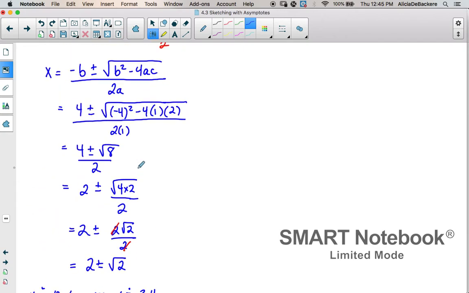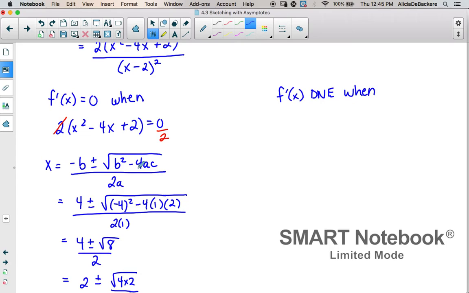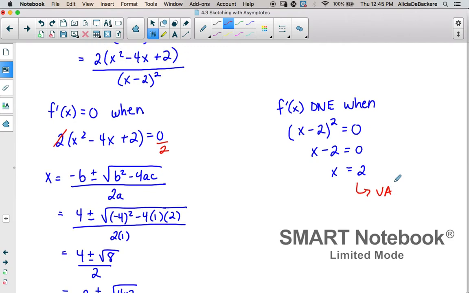All right, coming back up, I didn't finish up here. F prime at x does not exist when, now I'm looking at when does the denominator equal 0. So I'm square rooting both sides, plus or minus, but it's 0, so it doesn't matter. And then I get x is equal to 2. Now I'm going to consider that number and ask myself, does it actually exist on the function? And it doesn't. This is actually a vertical asymptote. It's not a vertical tangent.